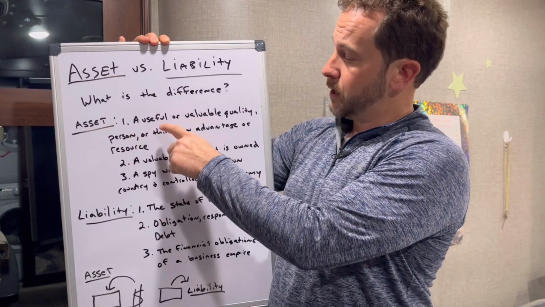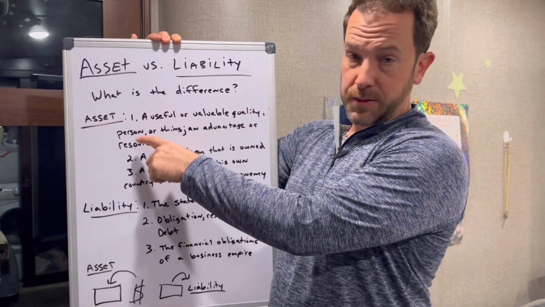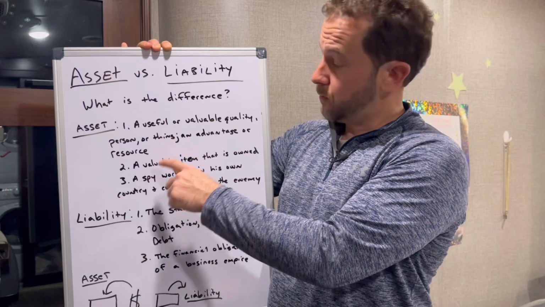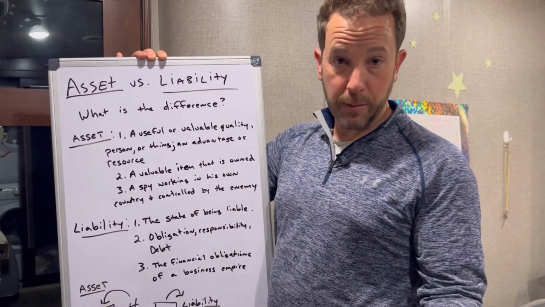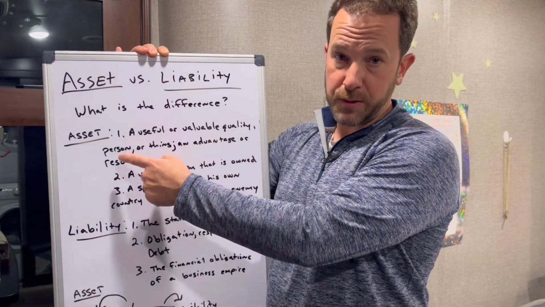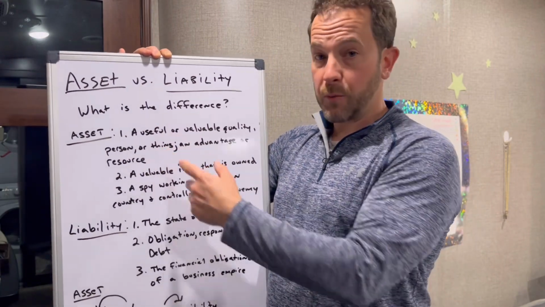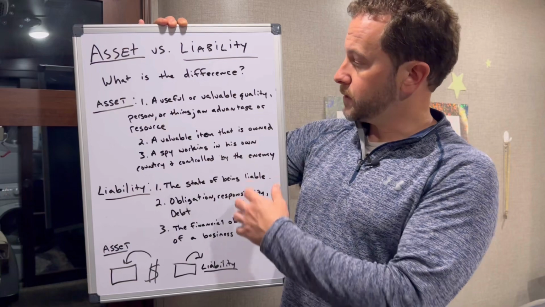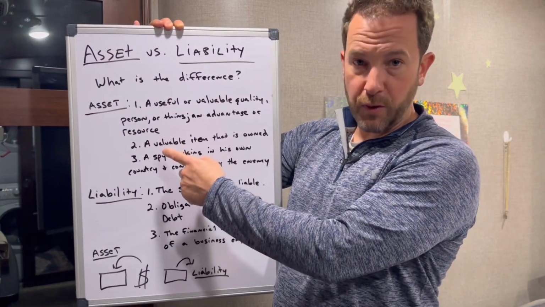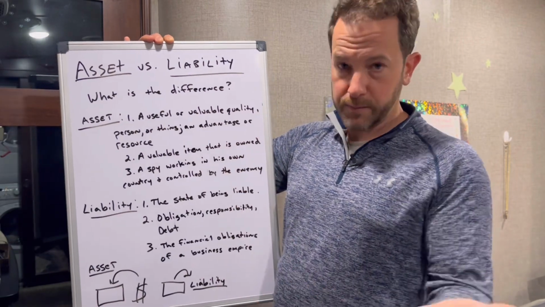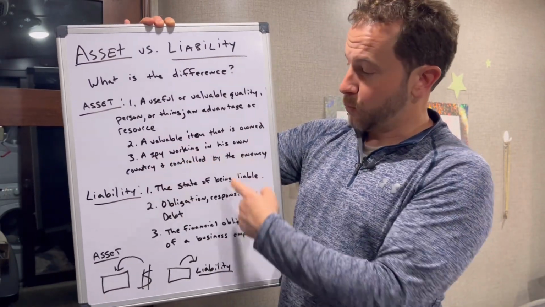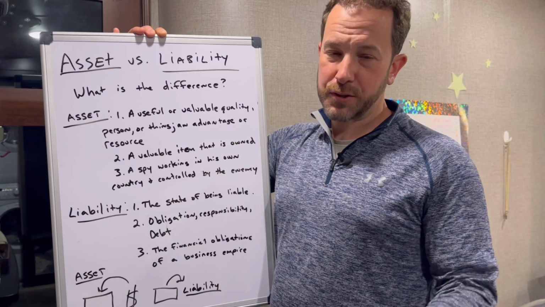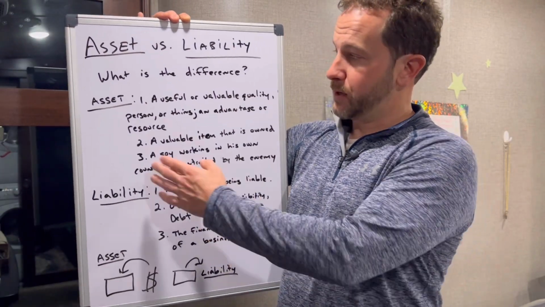The definition of an asset is a useful or valuable quality, person, or thing that has an advantage or a resource. That could be money, or it can be a person, like you're a valuable person to me, to your family. A valuable thing would be your chessboard. That's a valuable thing to you. It's a tool that you learn with, and so that would be a resource. Let's move on to the next definitions: a valuable item that is owned, your chessboard, or a spy working in his own country, controlled by the enemy. That's a little off of what we're talking about today. We're just using this in terms of money, but an asset could be a spy.